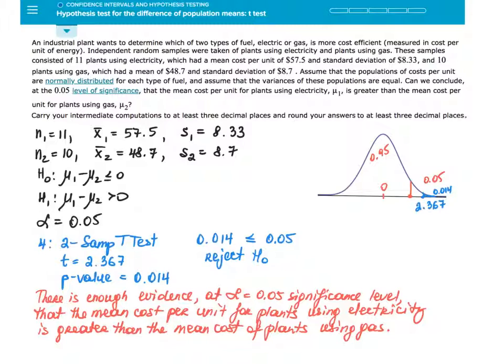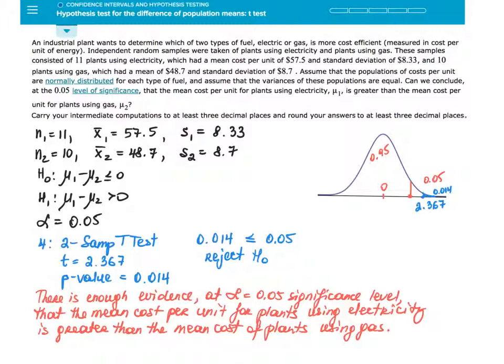These samples consisted of 11 plants using electricity, which had a mean cost per unit of $57.5 and standard deviation of $8.33, and 10 plants using gas, which had mean of $48.7 and standard deviation of $8.7. Assume that the populations of costs per unit are normally distributed for each type of fuel, and assume that the variances of these populations are equal.